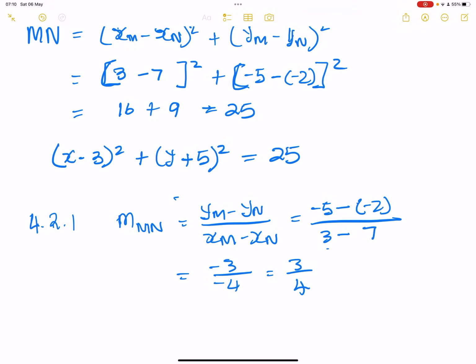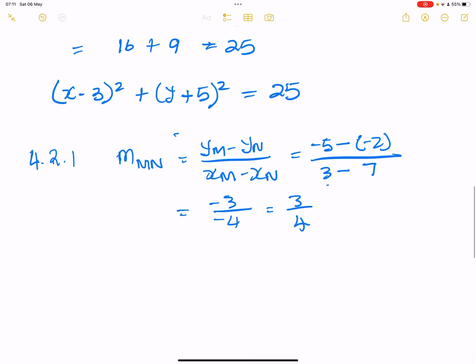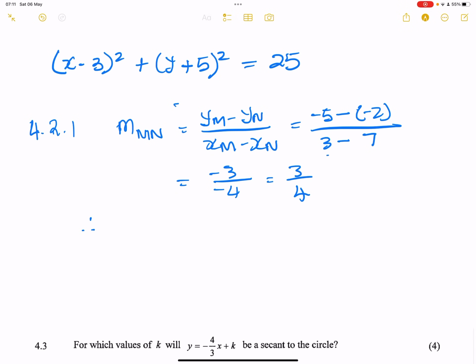I hope that's correct. Okay, so now it means that the gradient of the line KL should be equal to the inverse of that, remember with a changed sign. So the gradient of KL would therefore be negative 4 over 3. Remember that the two gradients, when you multiply them with each other, should give us a value of negative 1. So all you simply do to get the gradient of the other is flip the one around, or invert it and change the sign.